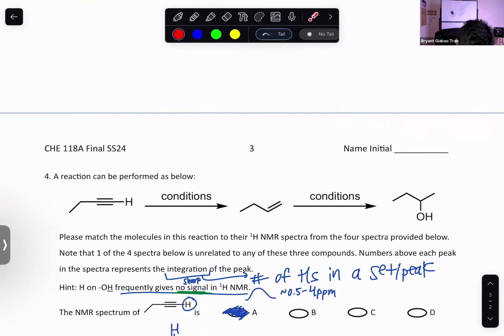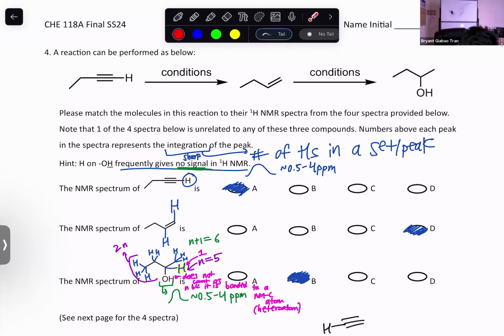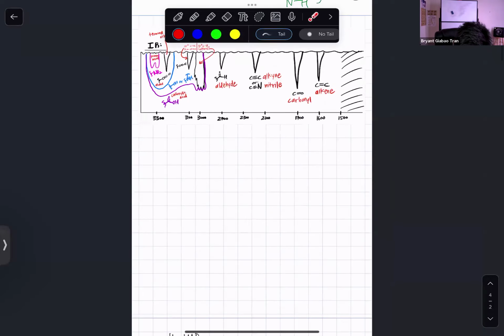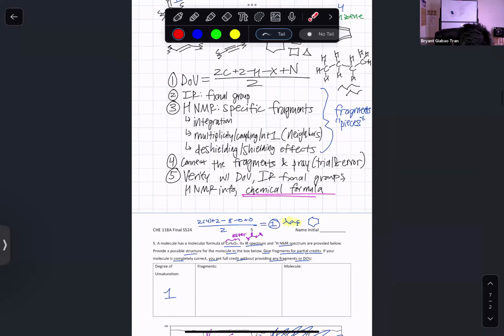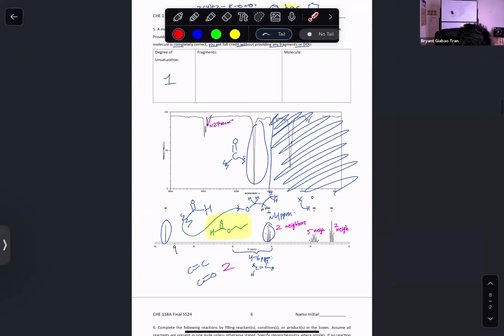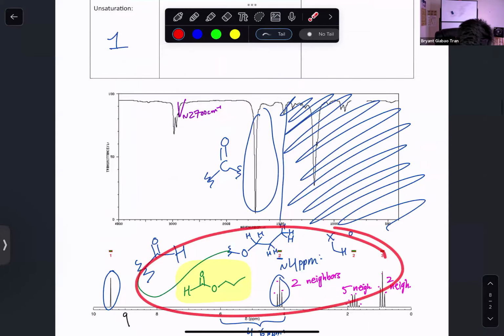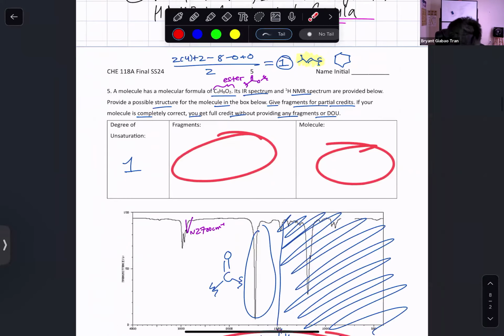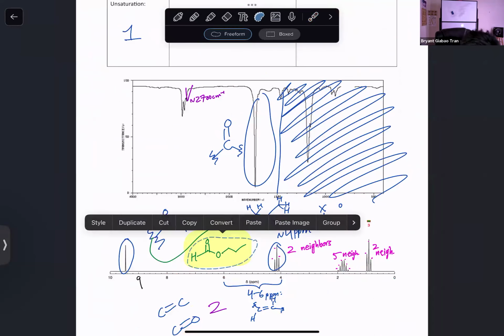Right. Okay. So this one, a reaction can be performed as shown below. Please match the. Oh, we did this already. Nice, nice. Okay. Yep. So we did this already too. So yeah, whenever you do this, right, put the answer in the box. So then, yeah, the TA can grade it, right? But yeah, this should be up here as the answer.